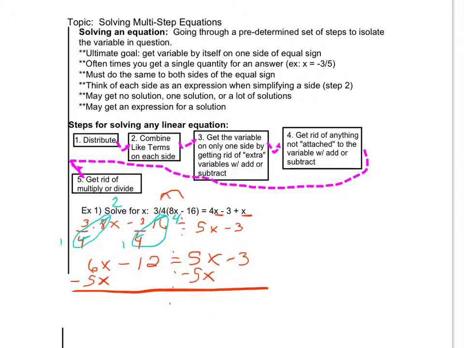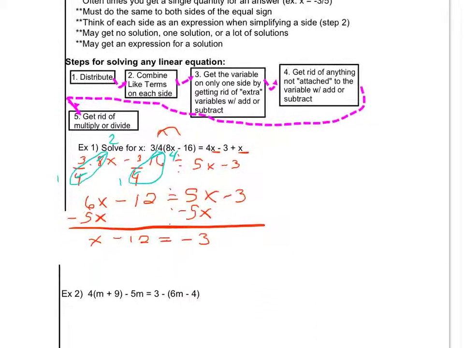I always have to do the same to both sides, giving me 1x, which is the same thing as just x, minus 12 equals, the sign belongs to the number, so I drop the negative down with the 3. From here, I want to get rid of anything that is not attached to the variable. This minus 12 is not attached to the variable. So how do I get rid of a subtract 12? I use its inverse operation, which is addition. So I'm going to add 12, again to both sides. And I get x equals -3 plus 12, which is 9. Remember, I can always check my solution by plugging it back into my original equation.